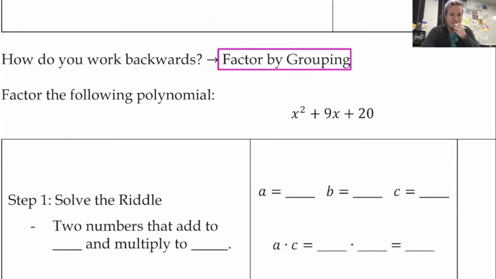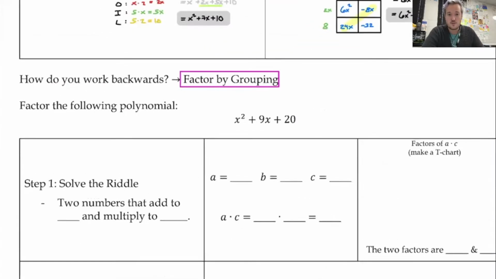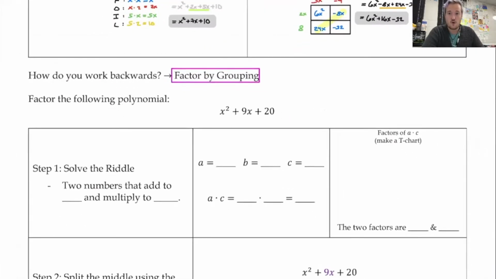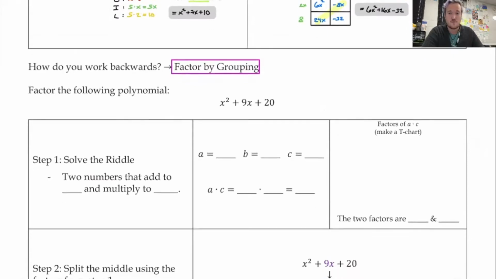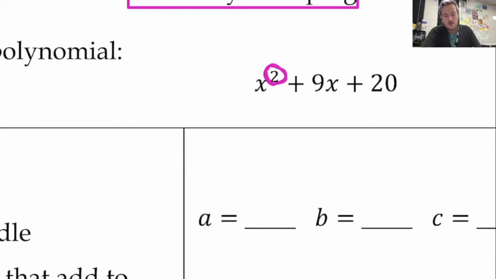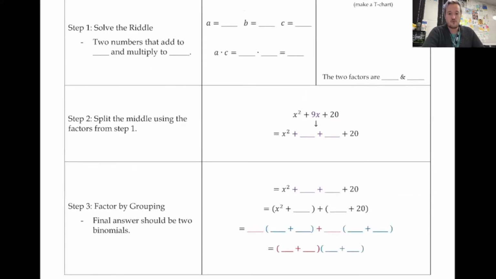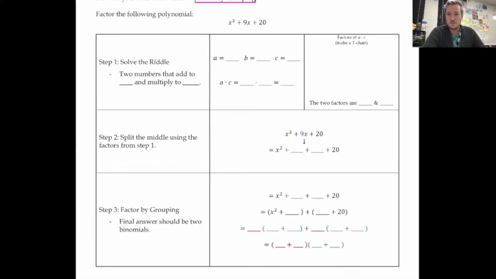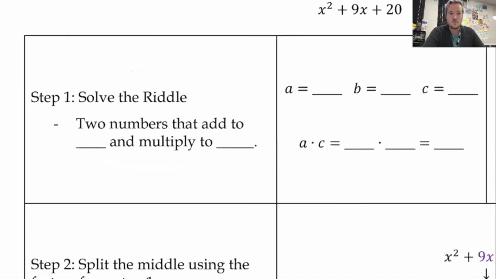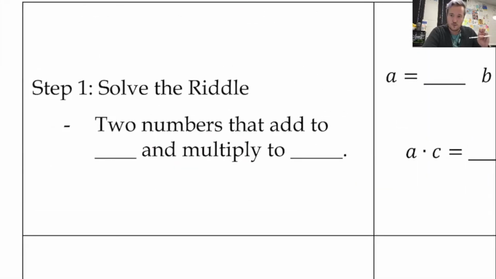You're going to learn grouping as well when you get to Algebra 2 for higher order polynomials, but we're just going to focus on quadratics, so degree of 2. We're not going to go higher than 2. But when you get to Algebra 2, that's where you're going to have degrees of like 3, 4, 5, 6, 7, or whatever. All right, so I structured this very first problem step by step. Step 1 is we want to solve the quote unquote riddle.